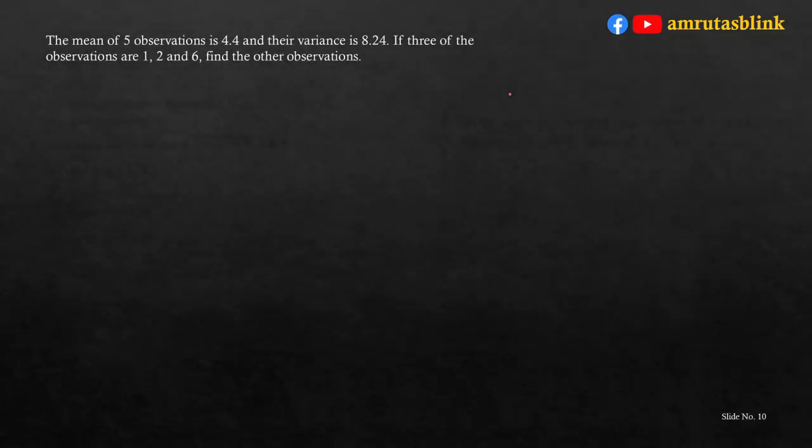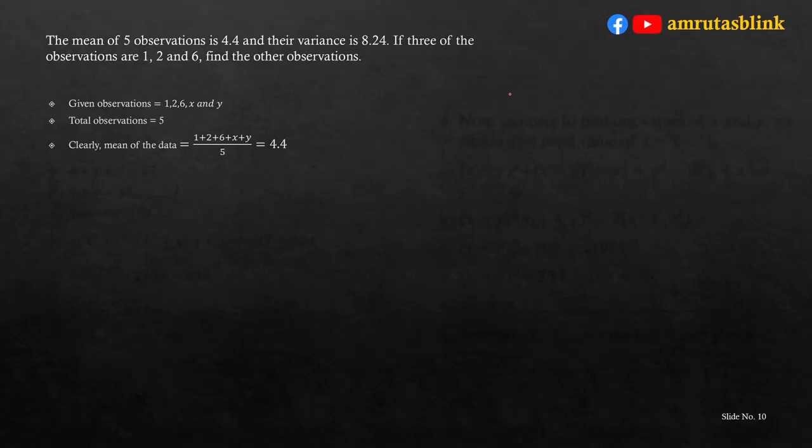Moving to the next problem. The mean of 5 observations is 4.4 and their variance is 8.24. If 3 observations are 1, 2 and 6, find the other observations. Now, this is a slightly different problem. Here the values of mean and variance are given and we need to find the missing observations. Now, out of 5, there are 3 observations given as 1, 2 and 6. So, the remaining 2 observations we will assume as x and y.